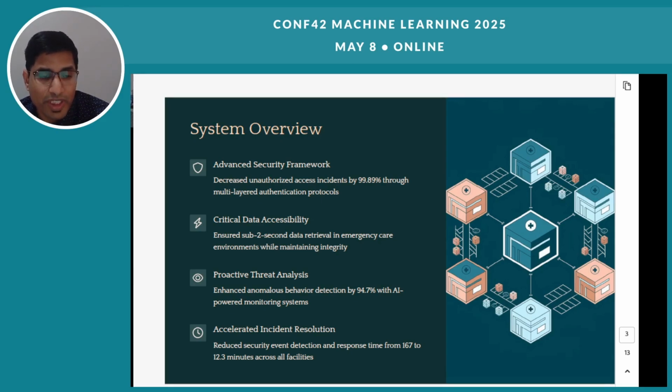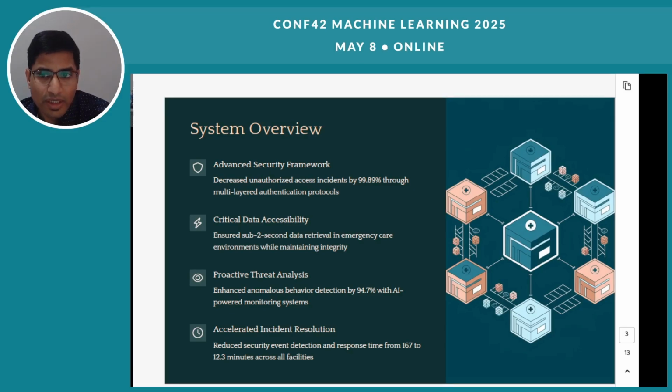In the current age, we can incorporate AI-powered monitoring systems that can significantly enhance anomaly detection by approximately 94.7%. And proactive analysis of such systems helps identify potential threats before they escalate into actual breaches, which is very important to take care of.